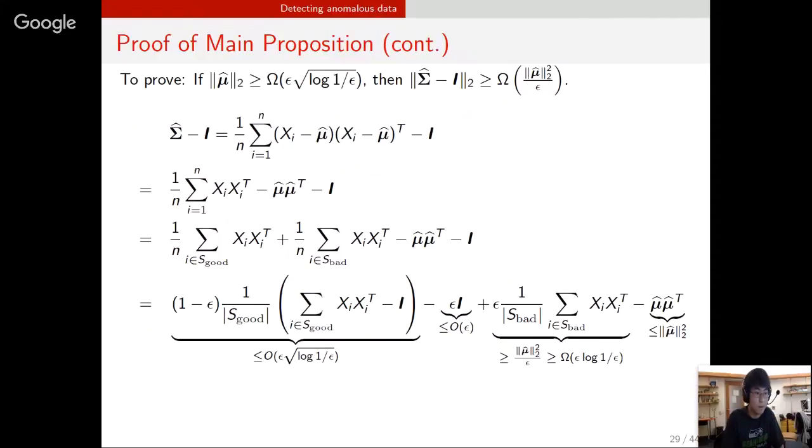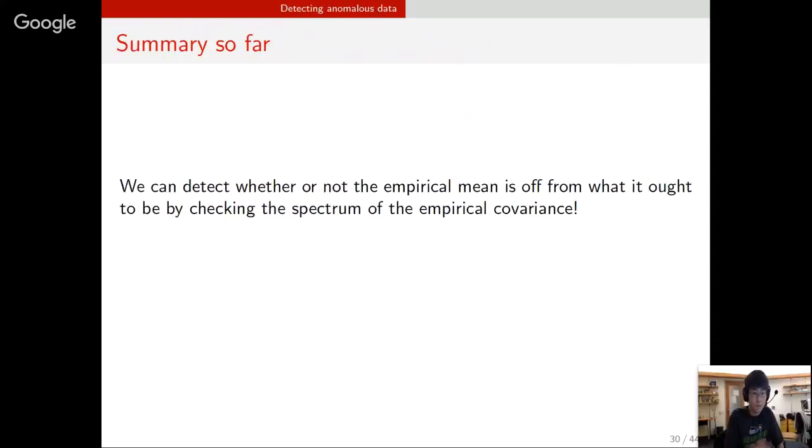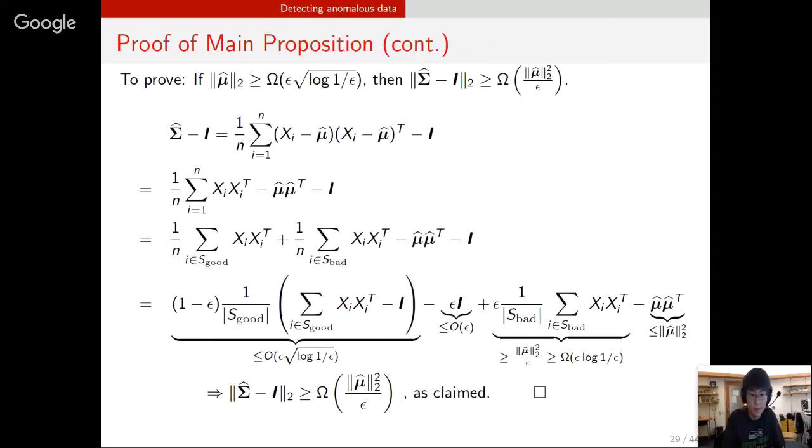Hopefully that makes sense. And this shows that the operator norm of sigma hat minus identity is at least omega of the 2 norm of mu hat squared over epsilon, as we claimed previously. Okay. Any questions? Did that make sense to people, hopefully? Okay, moving on, I guess.